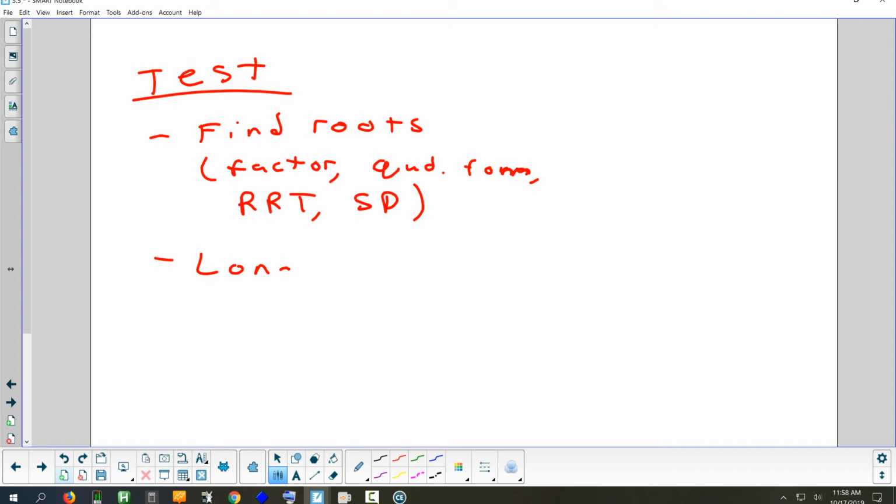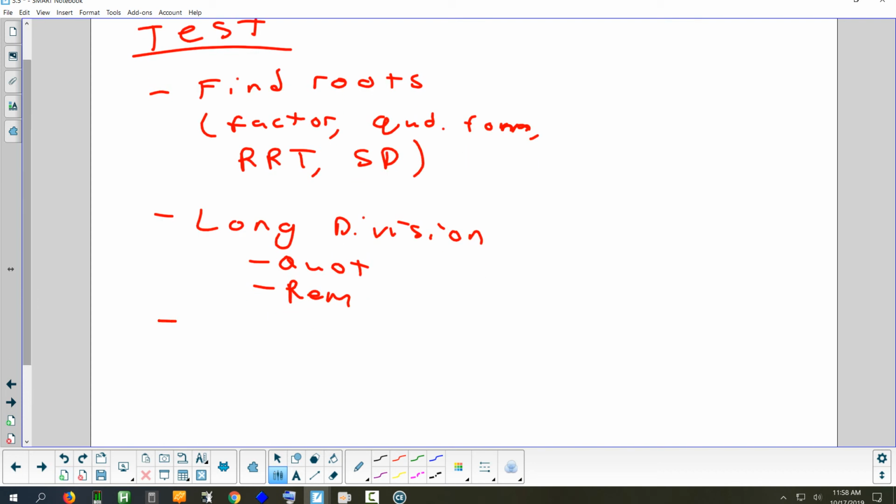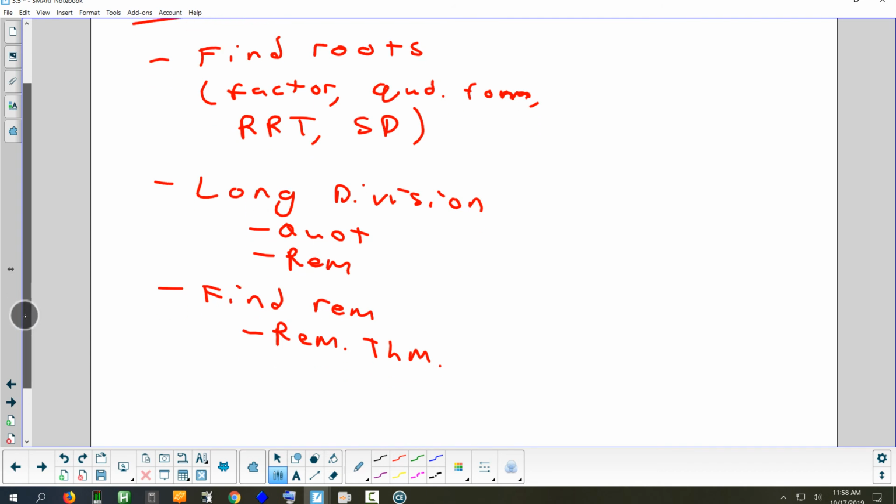Know how to do long division. And once you do long division, you should be able to tell me the quotient and the remainder. You should know a quick way to find remainders. I showed you guys a very fast way to find a remainder if that's all you want to know. Okay, remainder theorem. So you should know the remainder theorem. If you don't, you're going to be very annoyed with the problem I give you tomorrow.